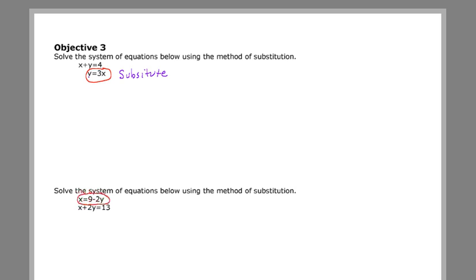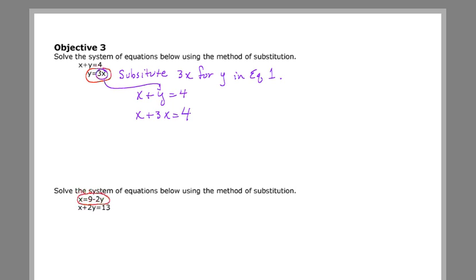Since this says y is equal to 3x, I can substitute a 3x for the variable y in equation 1. So let's do that. Equation 1 looks like x plus y equals 4. But now let me do this substituting. Let me take the 3x and put it in place for y. So I'll have x plus 3x equals 4. Notice how nice that turns out.